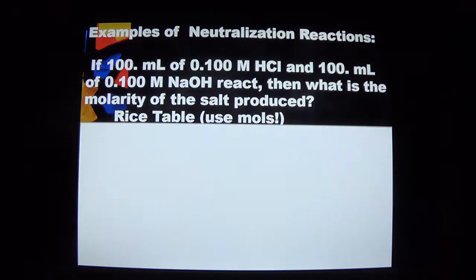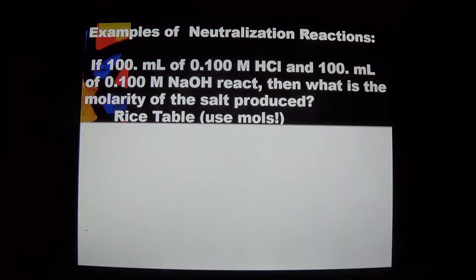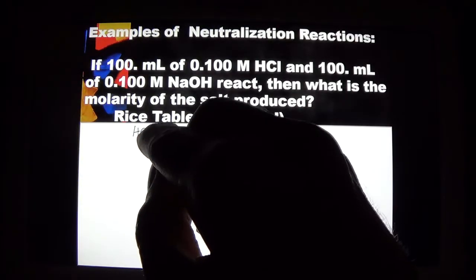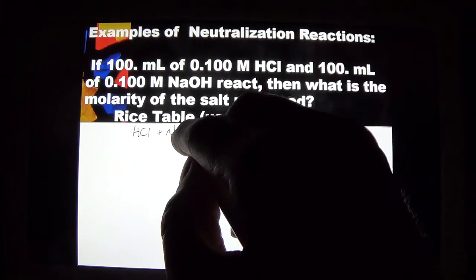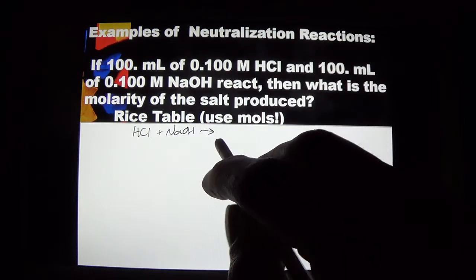Okay, so let's do an example. This is definitely going to be involving some calculation. So I have 100 milliliters of 0.1 molar hydrochloric acid, and I have 100 milliliters of 0.10 molar sodium hydroxide. I want to know the molarity of the salt produced. Okay, so let's focus. We have hydrochloric acid and sodium hydroxide, and they're going to form, and we'll get back to why that's a one-way arrow later on.